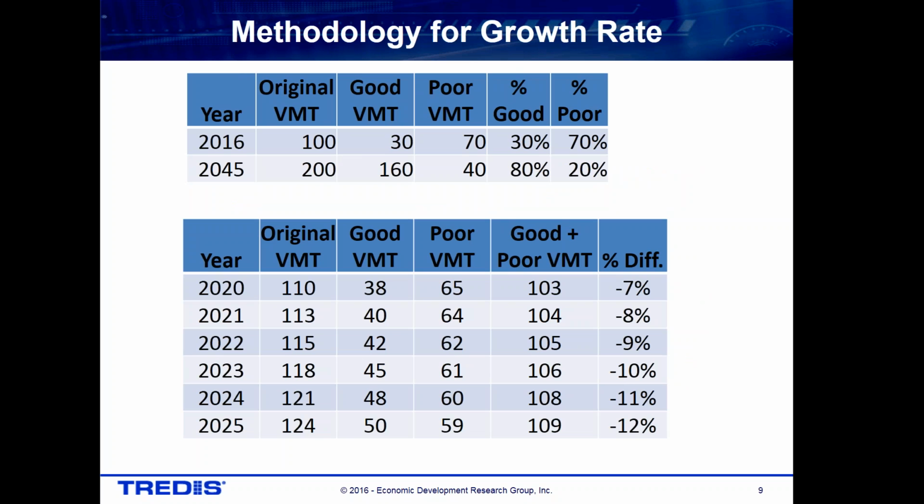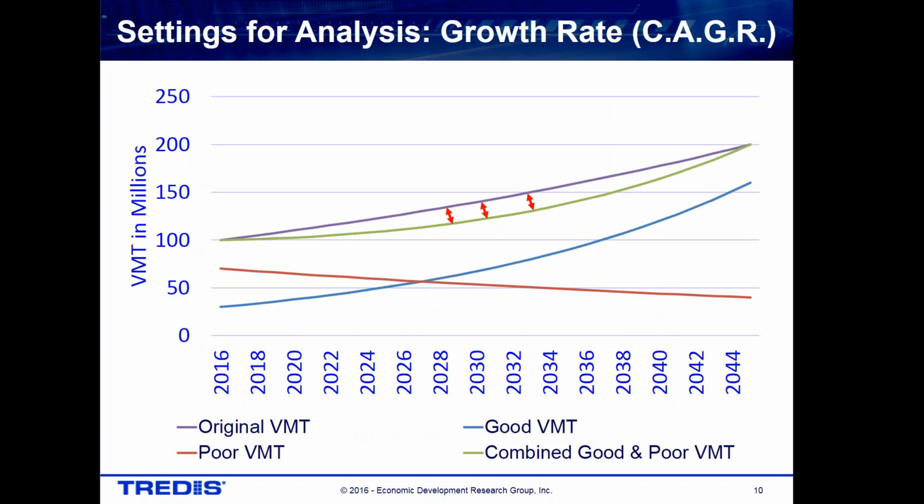This may present a challenge if this compound growth rate is applied separately to different estimates of good and poor pavement, as shown in the top table. So to exaggerate these differences, if only 30% good pavement was assumed in the year 2016, by the year 2045, with sufficient investment, that good pavement amount is expected to grow up to 80%. And the bottom table shows how the sum of good and poor pavement in interim years could differ from the original amount of vehicle miles traveled when a compound annual growth rate is applied to good and poor pavement individually.